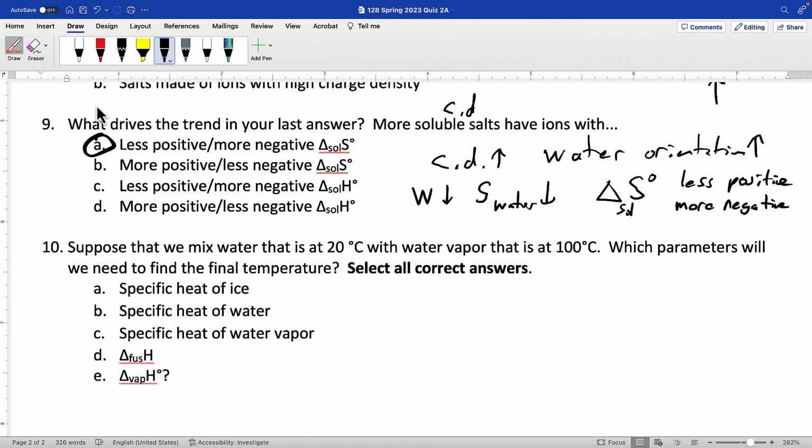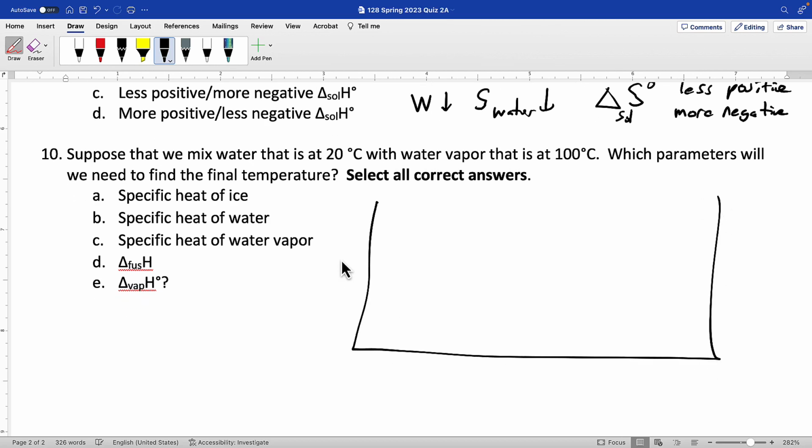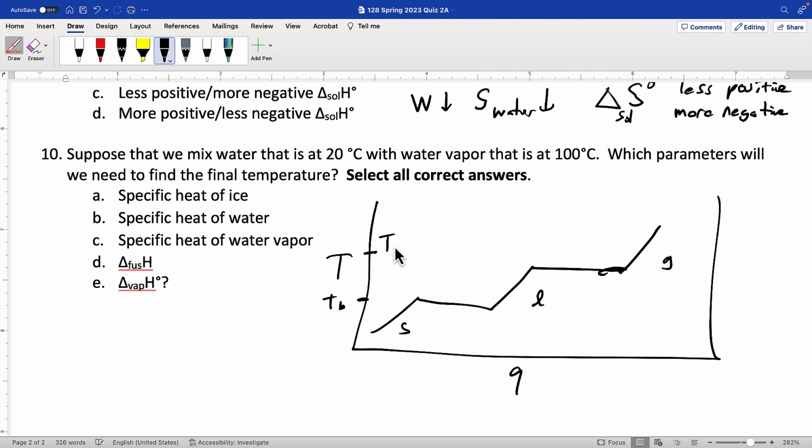Suppose we mix water that is at 20 degrees with water vapor that's 100 degrees. What parameters do we need? So we go back, we draw that same diagram again. We've got temperature and heat. We have all the different possible forms of water on our diagram: solid, liquid, gas, and water vapor. Let's go ahead and label these parts too. Temperature boiling is up here, temperature melting is down here.